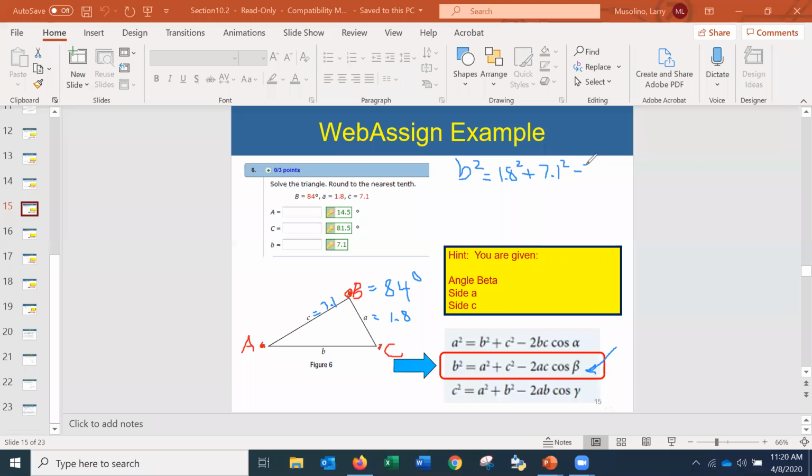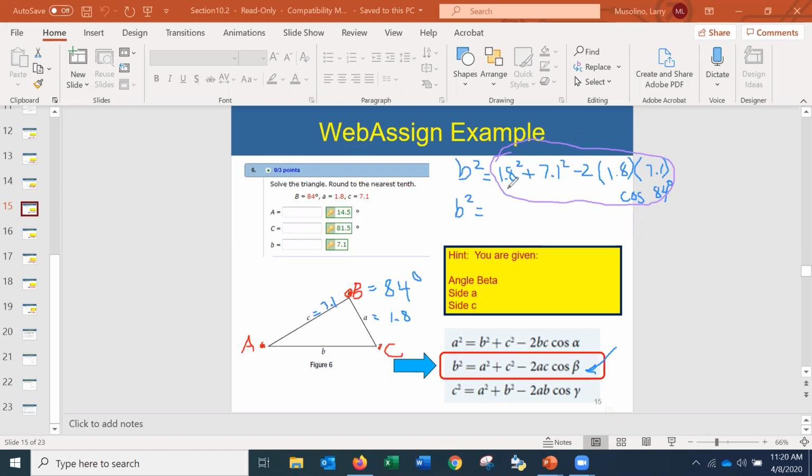Minus 2 times A times B. I'm sorry, 2 times A times C. Right, so it's 2 times 1.8 times 7.1, and then cosine of B, which is cosine 84 degrees. All right, so now what I'm going to do is work all of this out on my calculator in one line. So folks, let me circle in purple what you should be plugging into your calculator.